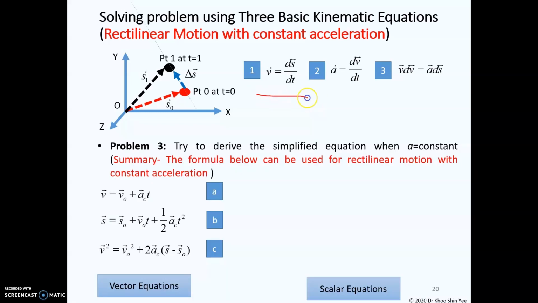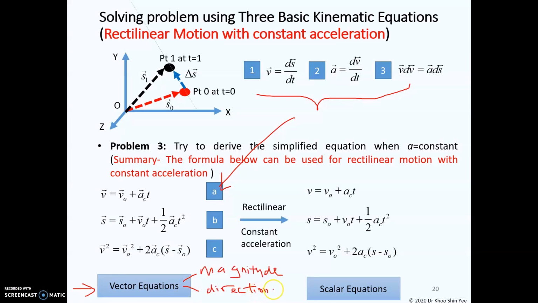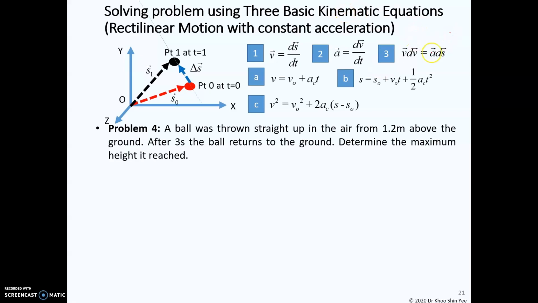So far, we have succeeded in simplifying these three equations into equations A, B, C when the acceleration is constant. So this is the vector equation where we consider the magnitude and also the direction. If the direction is known, we can further simplify the vector equation into a scalar equation, which only considers the magnitude. So these are the kinematic equations that you know so far. In general, we have equations 1, 2, 3. When the acceleration is constant, we can simplify these equations into equations A, B, C.